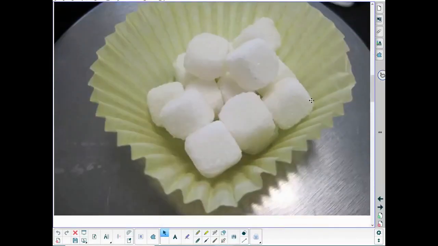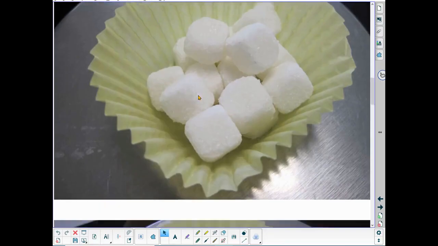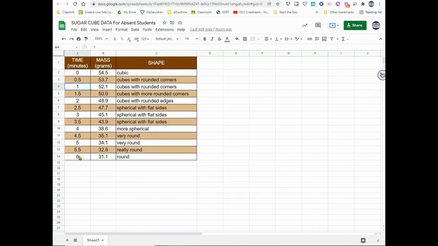They look like this. Again, another 30 seconds of shaking for a total of 1 minute. The mass drops to 52.1 grams. And now the cubes have even rounder corners. We did this continuously up until 6 minutes went by.